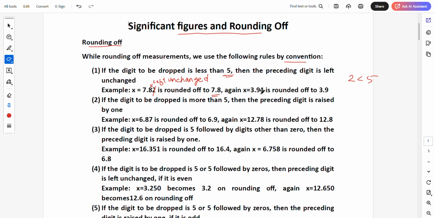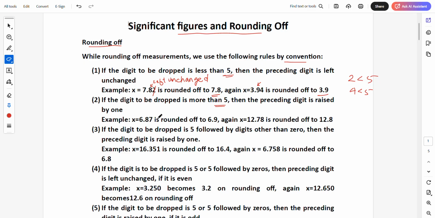You have planned to drop this 4, which is less than 5. The previous number, this 9, will be as it is, rounded off to 3.9. Now second, if the digit to be dropped is more than 5, then the preceding digit is raised by 1.